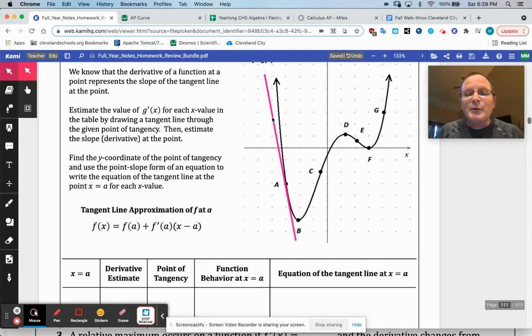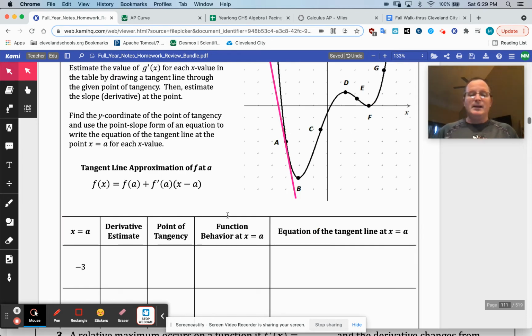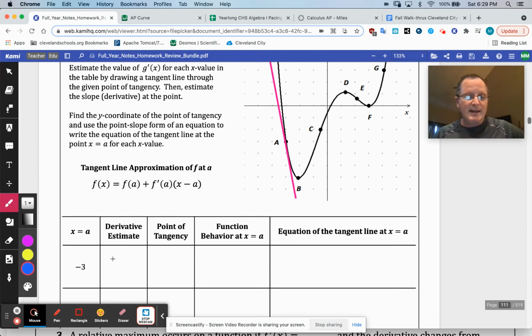Okay, so on that very first one, I'm going to estimate the derivative. I've got some pretty clean points here, but man, this thing is very steep and a negative slope. So what do we got? 1, 2, 3, 4, 5, maybe about -6. It does say to estimate, so that's what I'm going to do. Let's just estimate that to be about -6. Okay, and then the point of tangency, this was at -3. So -3, 1, 2, 3, -3. So the point of tangency is (-3, -3).